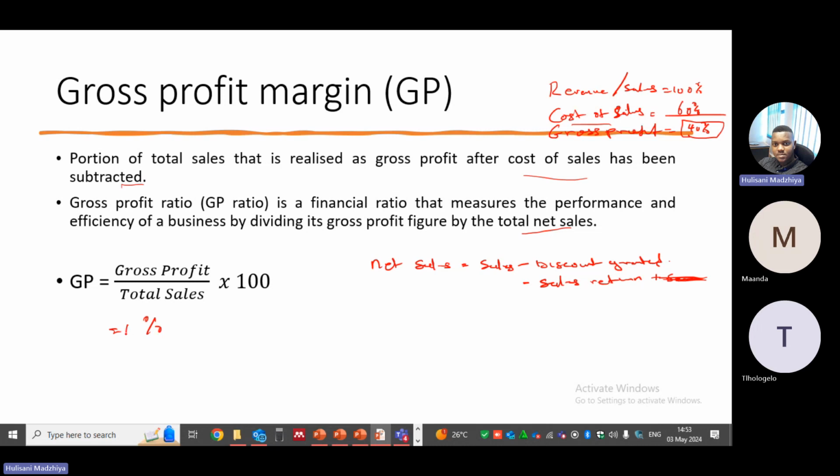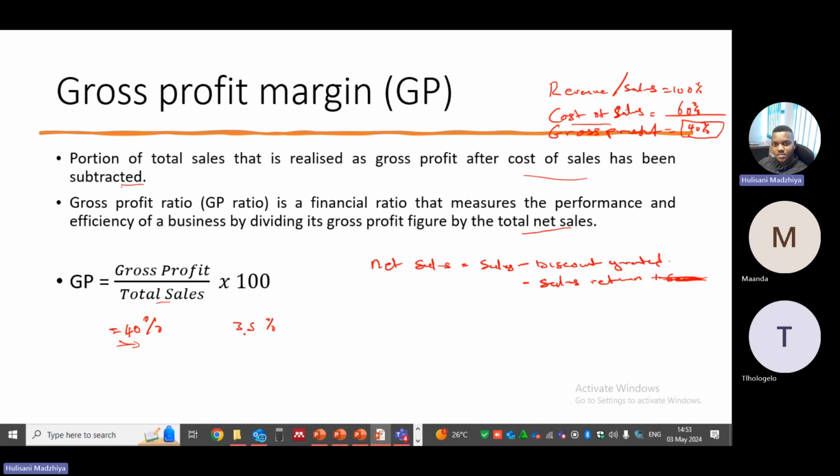So let's assume that it gives us 40%. So 40% means that after contribution of cost of sales, the company has managed to realize a profit of 40% on the revenue or sales that it has generated. So meaning that out of 100% revenue generated, 40% of it is realized after the contribution of cost of sales. And let's assume that the industry in which the business operates says that the average is 35%. This means that this company is generating more gross profit than what the industry is generating.